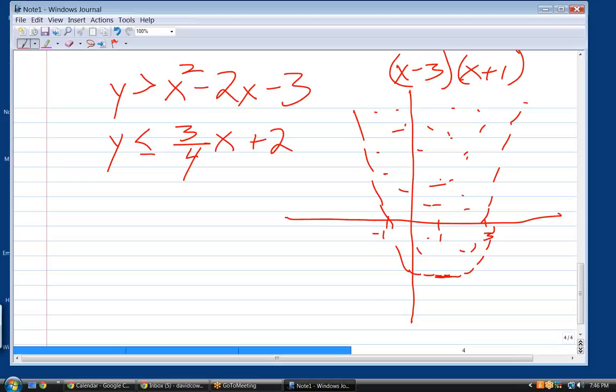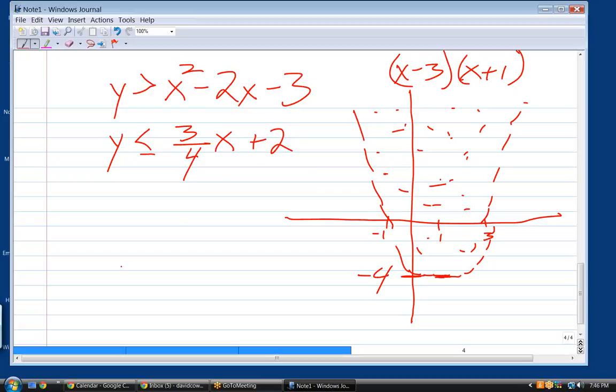I can do it easy enough by just plugging in the x value, 1, into this. So when I do that, I get 1 minus 2 minus 3, that's minus 4. So I know this value right here comes at minus 4. And now I know exactly what that parabola looks like. It has x-intercepts at minus 1 and 3, has a minimum value at minus 4, and it opens up. And I've shaded the proper side of it.